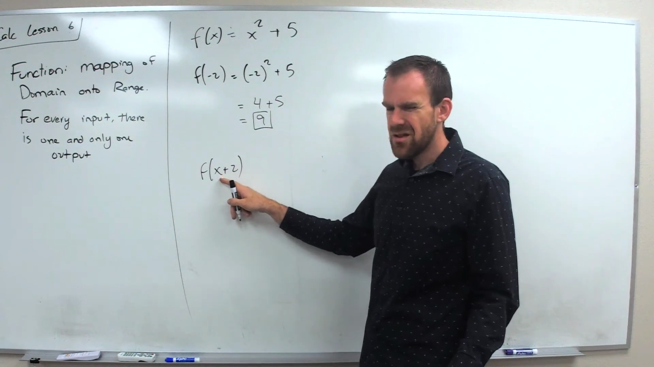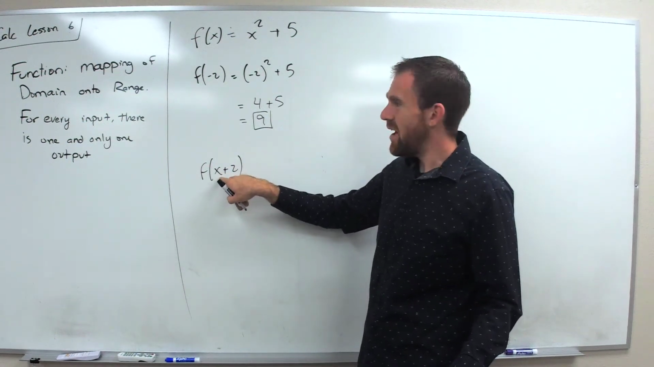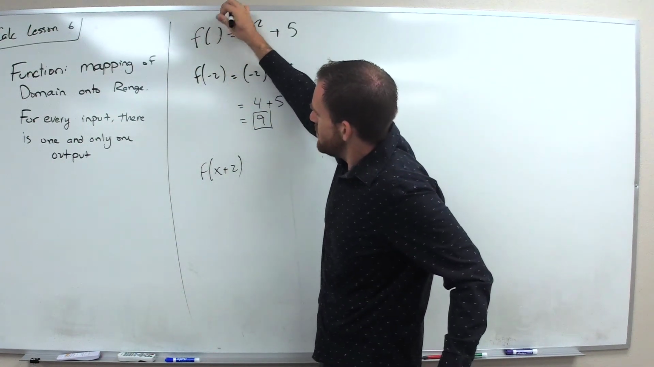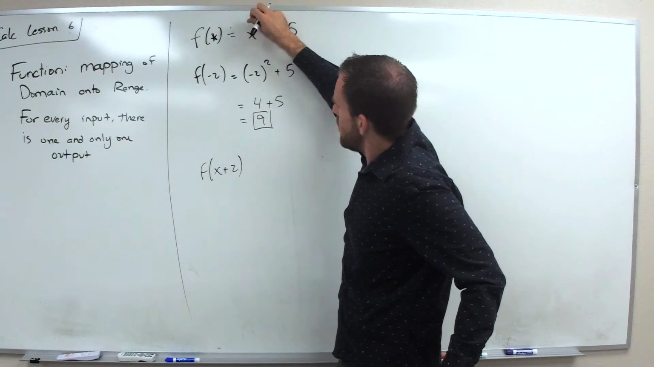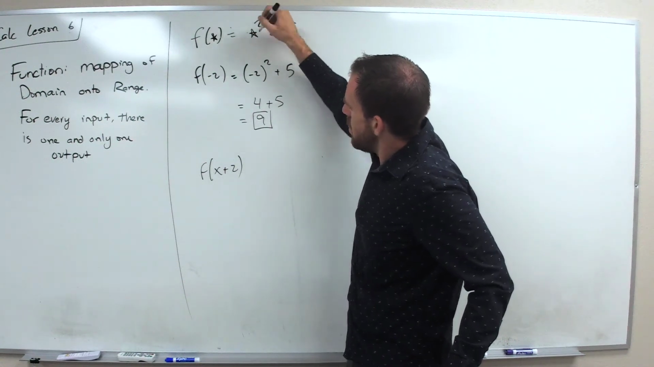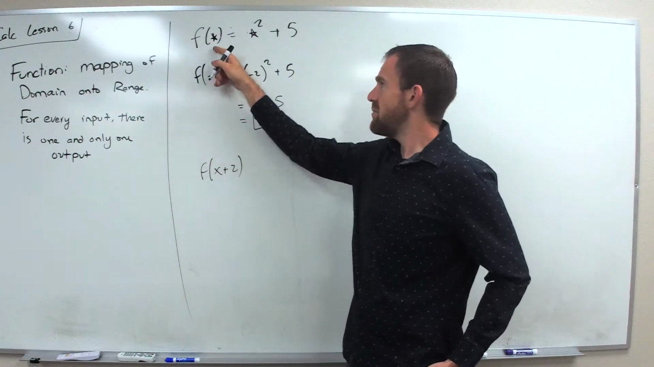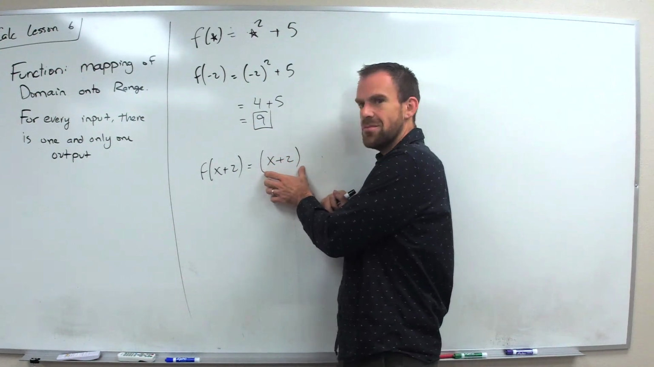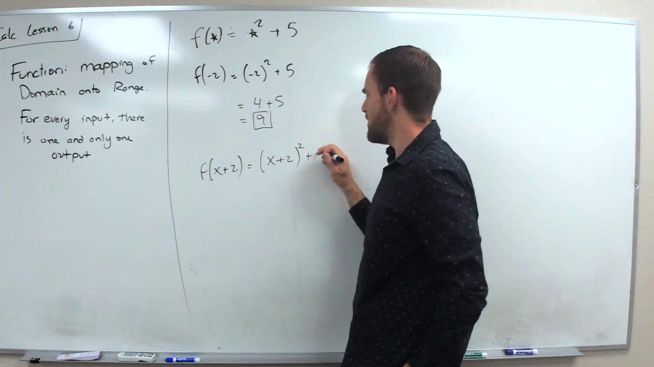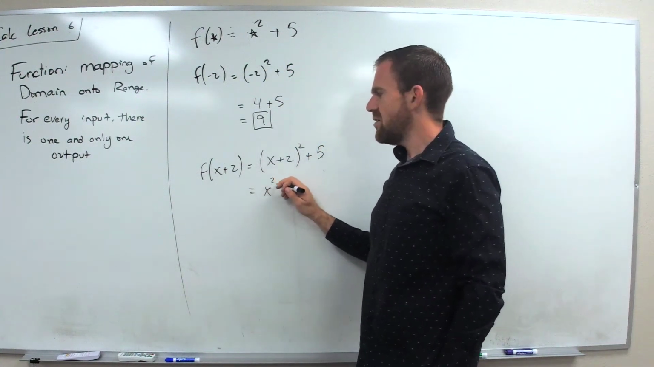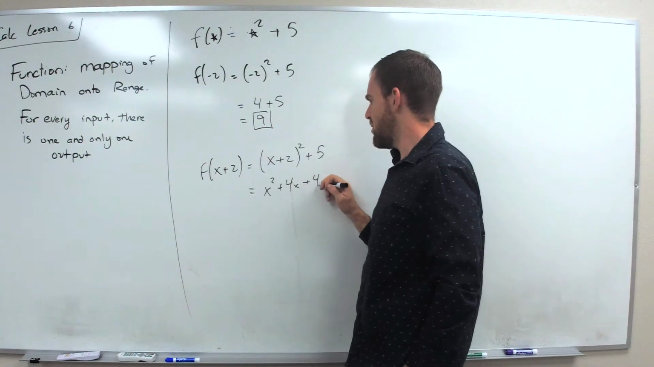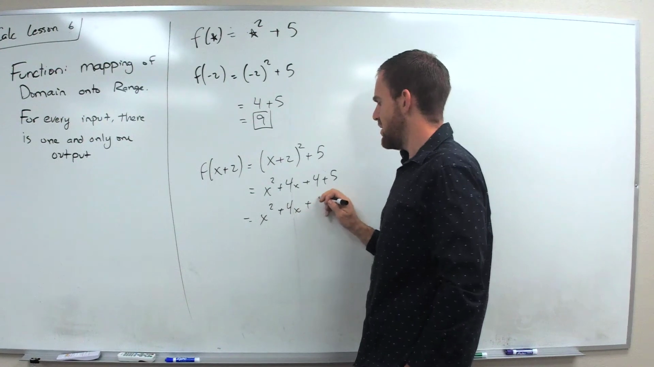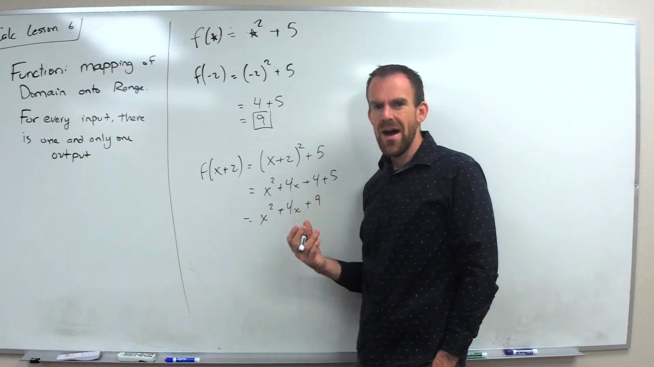Now, it bothers a lot of students that I'm plugging in something with x into x. That's fine. If you want to call this star, and you're plugging in x plus 2 every time you see star, that's fine too. So we're going to do the same process. In parentheses, we're going to plug in x plus 2 squared plus 5. So that's x squared plus 4x plus 4 plus 5. That looks like x squared plus 4x plus 9. If you didn't follow that, go back, watch it again.